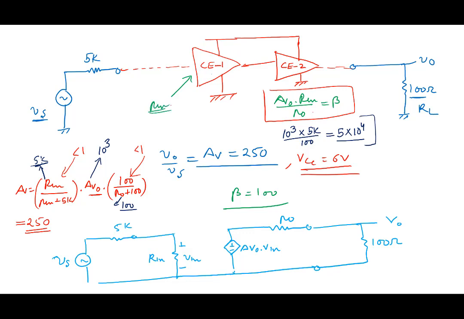But note that when you use a large Rn, you lose R0 and you lose AV0. You will lose that to some extent. When you look at this stage, it interfaces with the load, and with the load this term comes in, 100 by R0 plus 100. So you will say, well, for this stage maybe I should use R0 small and Rn large.